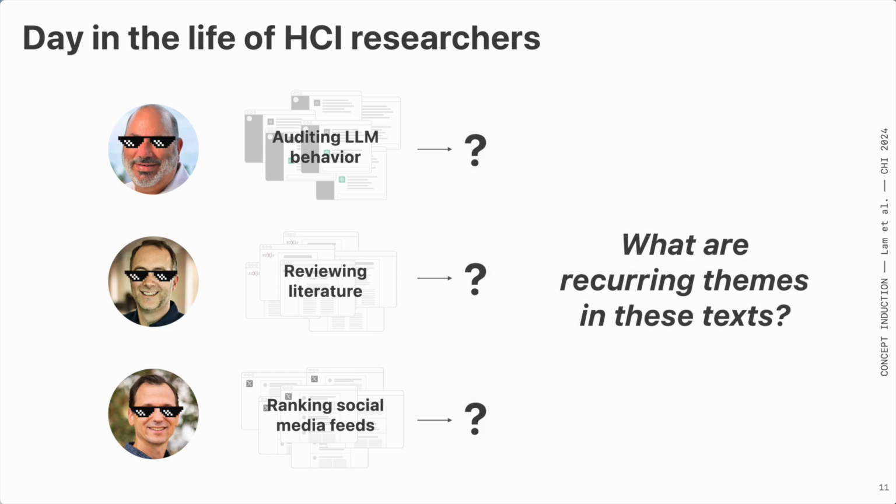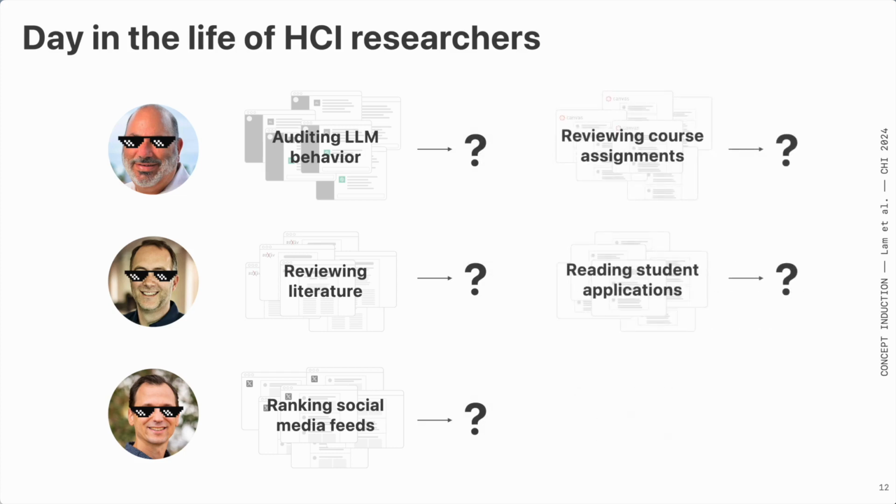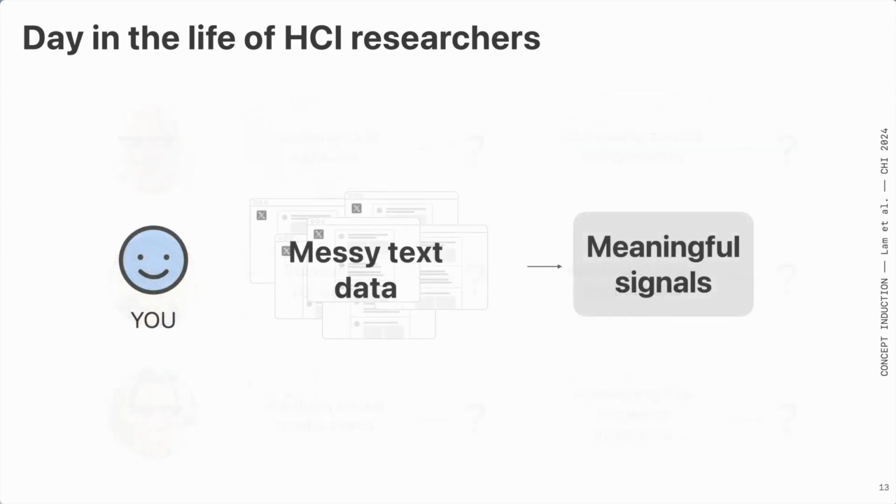They need to know what are recurring themes in these texts. This problem comes up even as they're teaching courses, reviewing student applications, and giving talks. And chances are you also run into this challenge. How do we get meaningful signals from messy text data? This is a critical foundational step before we can even make a decision about what problems to study, let alone what models or systems to build.